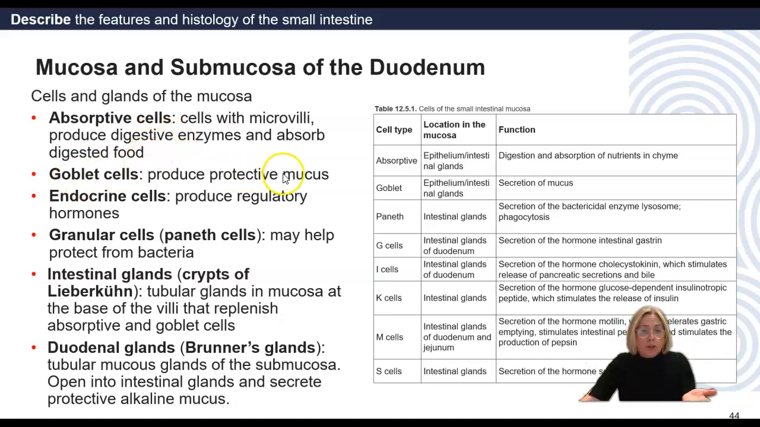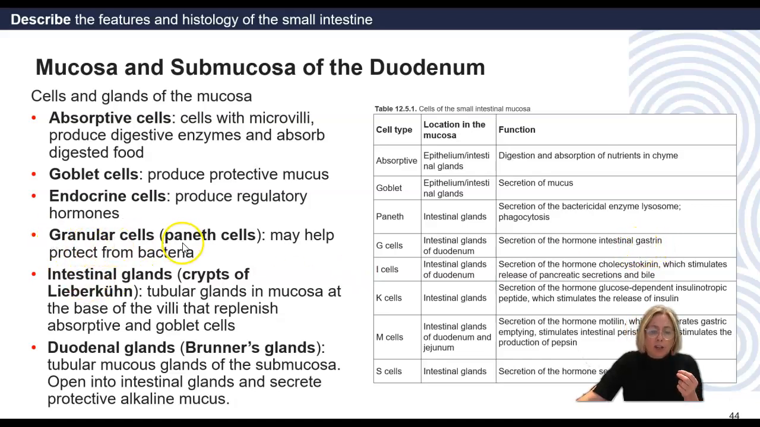Goblet cells are producing mucus. Then we have all these endocrine cells as well that produce regulatory hormones. We don't expect you to know all the letters of the cells, but things like secretin, and cholecystokinin, which stimulates the release of pancreatic secretions and bile. And we also have other cells that secrete intestinal gastrin, right?